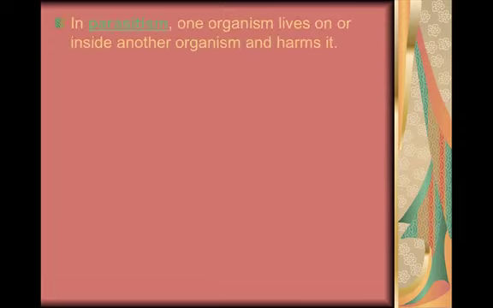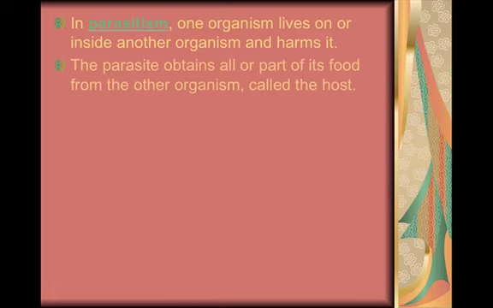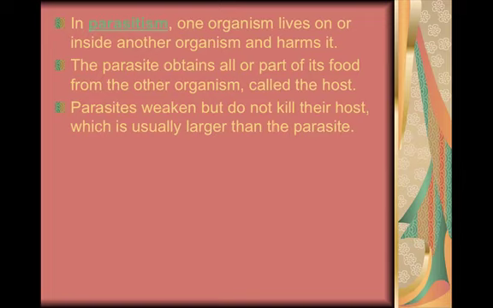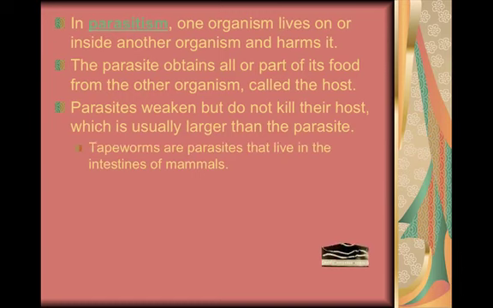The final one is called parasitism. And in parasitism, one organism lives on or inside another organism and harms it. The parasite obtains all or part of its food from the other organism called the host. Parasites weaken, but it's very important to remember they do not kill the host, which is usually larger than the parasite itself. Now, here are going to be some examples of parasites that you might be familiar with.